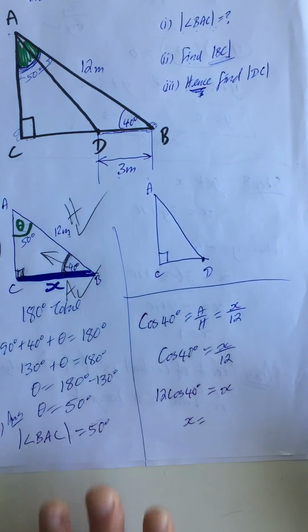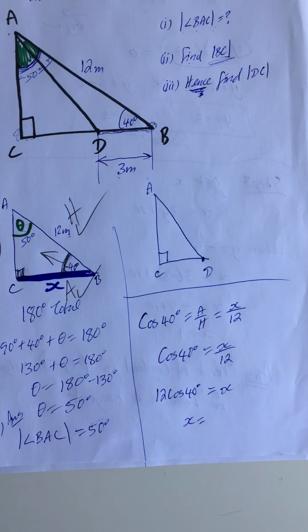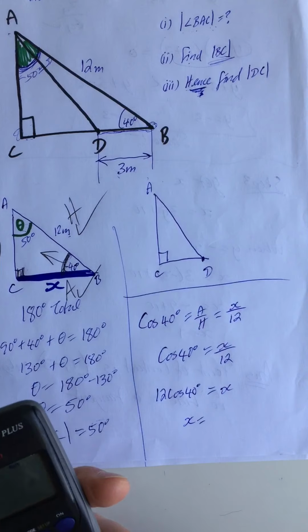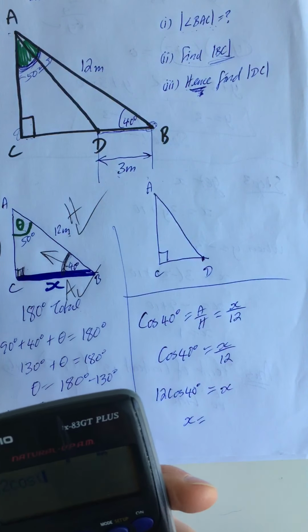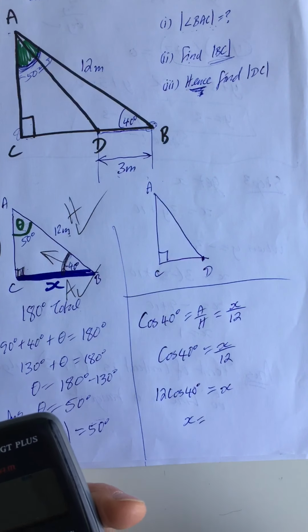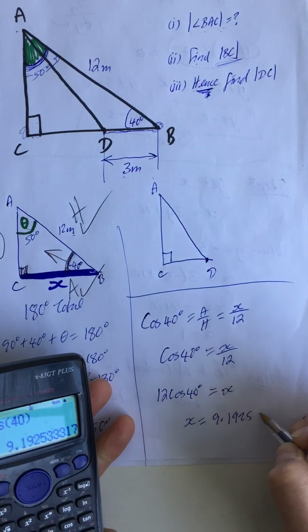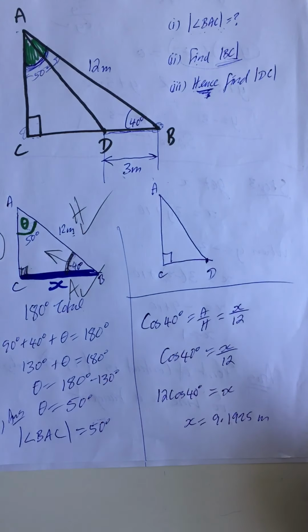So I can just write that out now and get that on my calculator. Make sure your calculator is on degree mode. You've got 12 cos 40, press equals, and I'm getting 9.1925 meters.